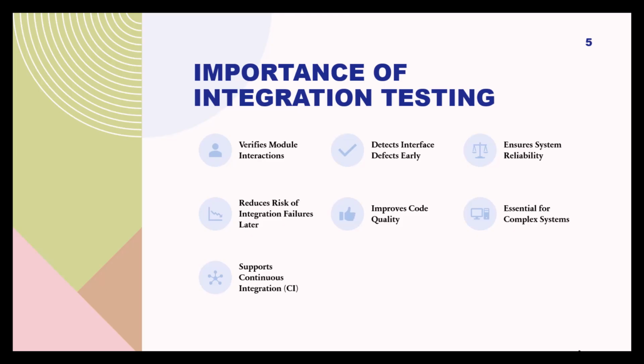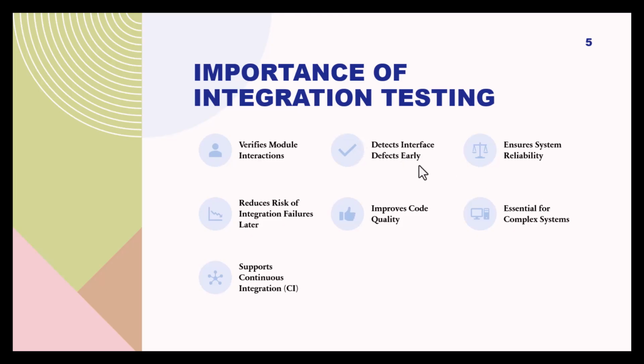Suppose there are two modules, module A and module B, and we are verifying the module interaction. Then we have to send data from module A to module B and confirm that the data sent from module A is received correctly by module B. As I gave you the Gmail example, suppose we are composing one mail and clicking on send. Whenever we click on the send button, do we get a success message or not, and is the mail we sent in our sent mailbox or not? This is also one example.